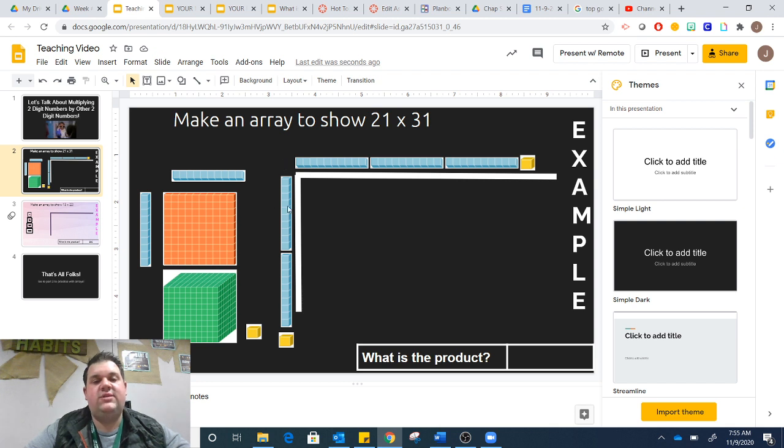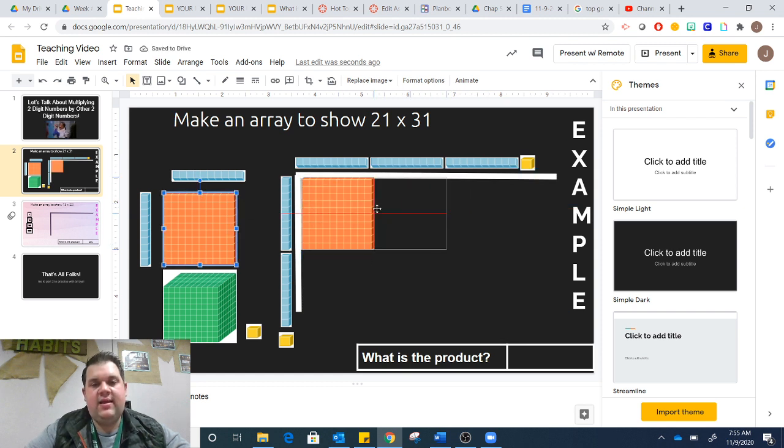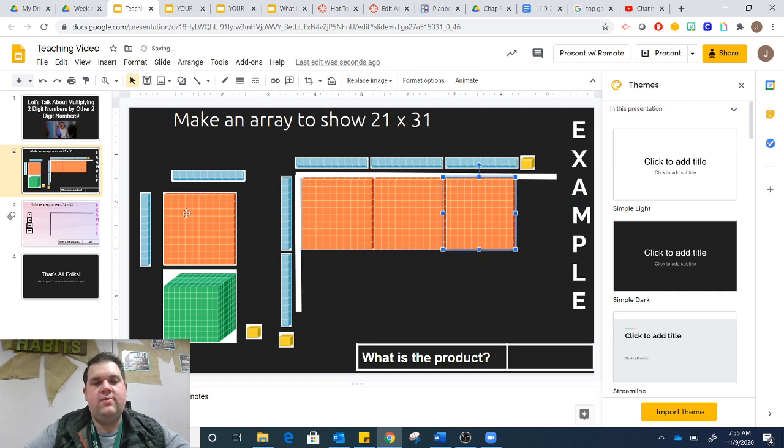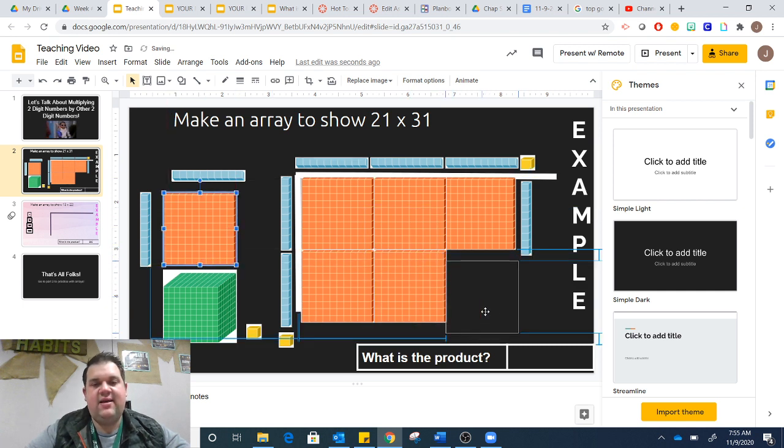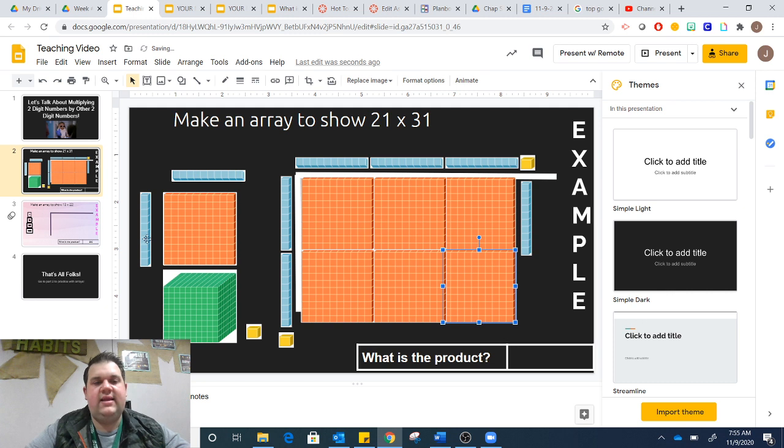Okay, so now that I've got my array set up, I'm going to multiply each part of the numbers times each other. So 10 times 10 I know is 100, because 10 groups of 10 is 100. 10 times 10 again is 100, and again is 100. Now I have 10 times 1, which I know is 10. And then 10 times 10 is 100, again 100, again 100. And 10 times 1 is 10.